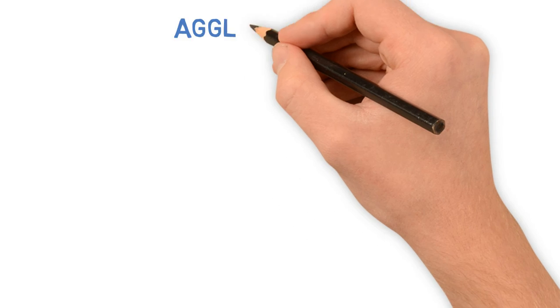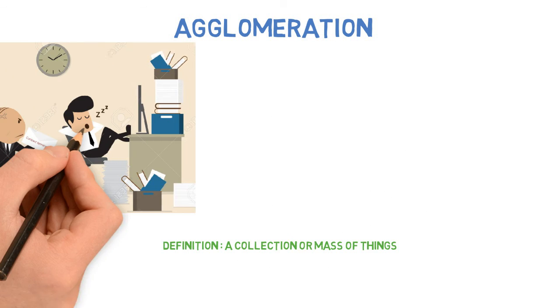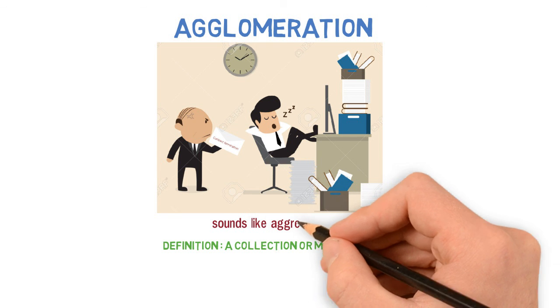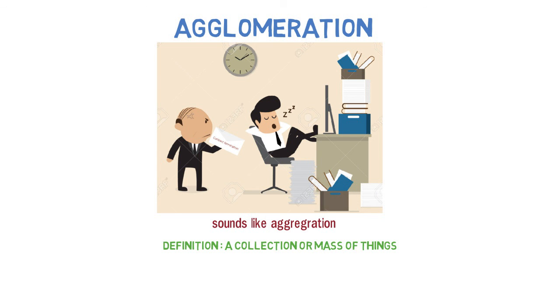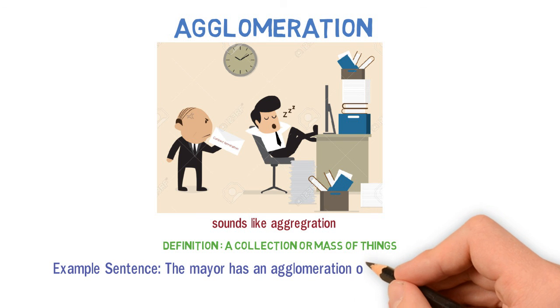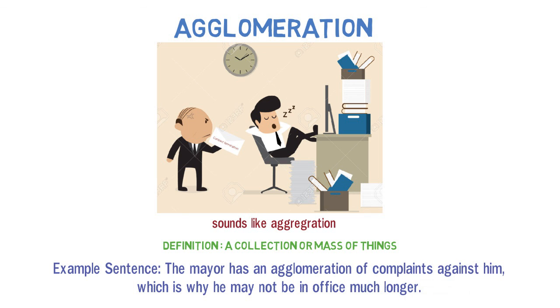Now agglomeration. Definition of agglomeration is a collection or mass of things. Okay, and the mnemonic which we can use here is it sounds like aggregation, meaning collecting or a collection of things. Okay, and the example sentence is: the mayor has an agglomeration of complaints against him, which is why he may not be in the office much longer. Here you can see in the picture also the employee was sleeping in the office and he got many complaints to the officer, and after watching him sleeping, the officer kicked him from his office.